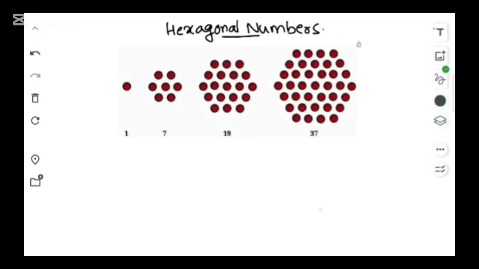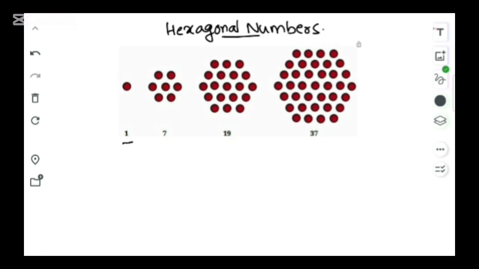Now we are going to learn about a special pattern of numbers called hexagonal numbers. Look at these figures. They are made using dots. Each new figure grows by adding one more layer around the previous one. The first figure has only one dot, so the first hexagonal number is 1.